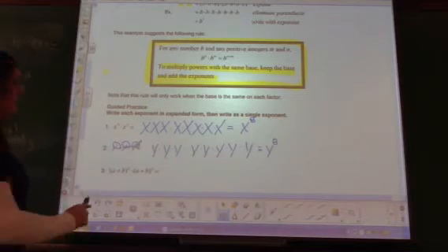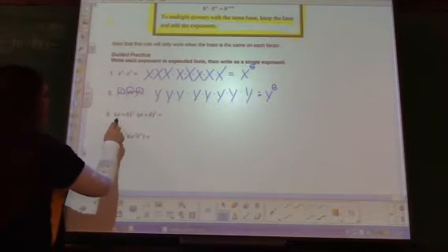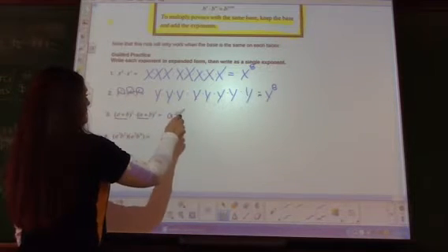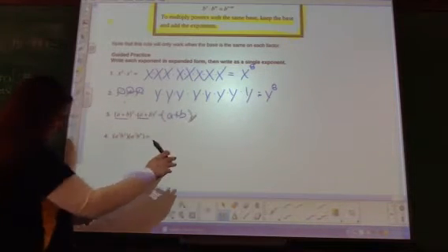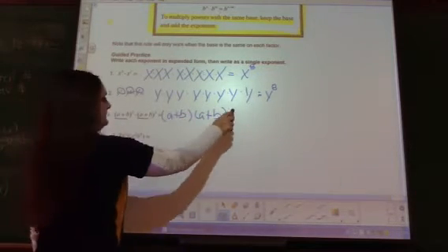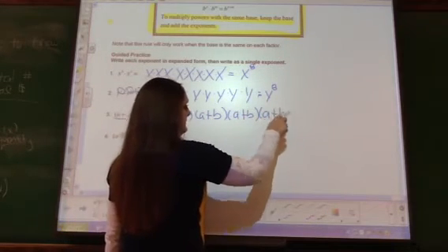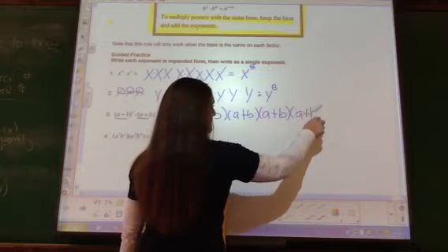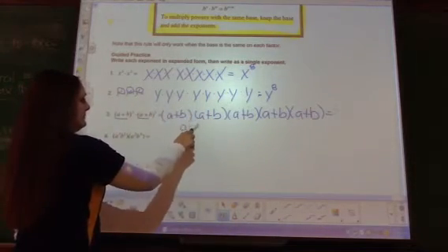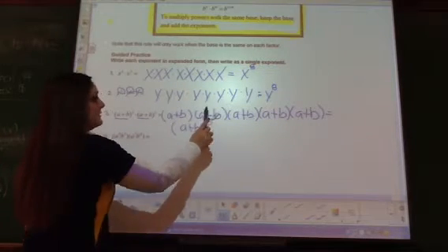Add your exponents together. If you have something being added or subtracted in parentheses, it's considered the same thing, same base. So we have a plus b, 2 times for the first one, 3 times for the second one. So if we add all these together, we end up with a plus b, keep what's in parentheses, to the 5th.